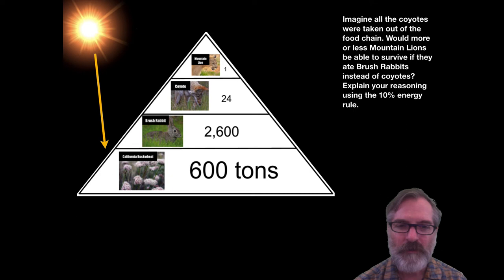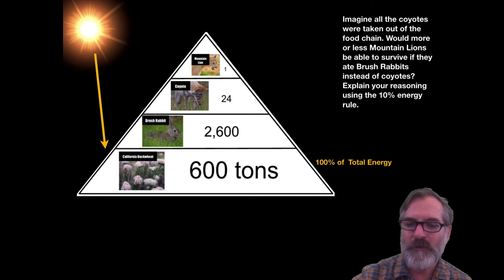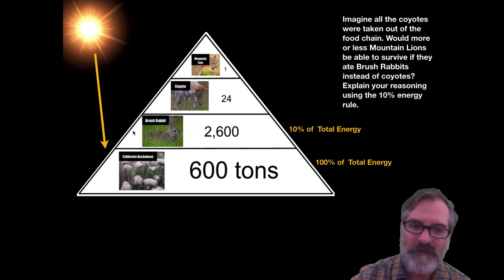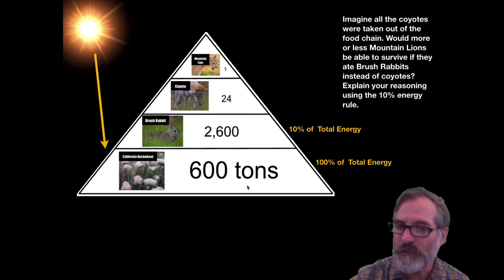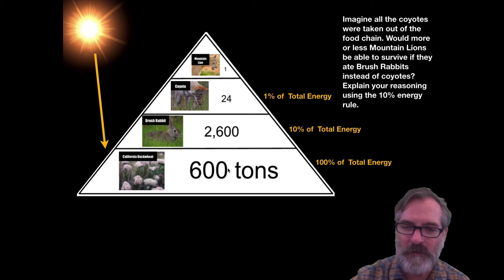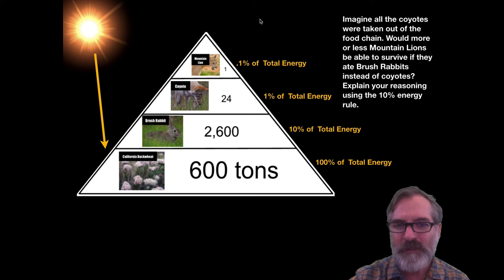All right, you got your answer? So, first, let's take a look here. Remember that out of the 600 tons, 100% of the total energy is available here. But as it's transferred, as the rabbits eat it, only 10% of that total energy from the photosynthesis of these energy storage molecules, this glucose, this biomass, only 10% of it transfers to the rabbits. Now, out of this, what's going to be transferred to the coyotes? Right, only 1% of the total energy from down here. And then what's going to be transferred to the top, the apex predator, the mountain lion? You guessed it, 0.1% of the total energy.